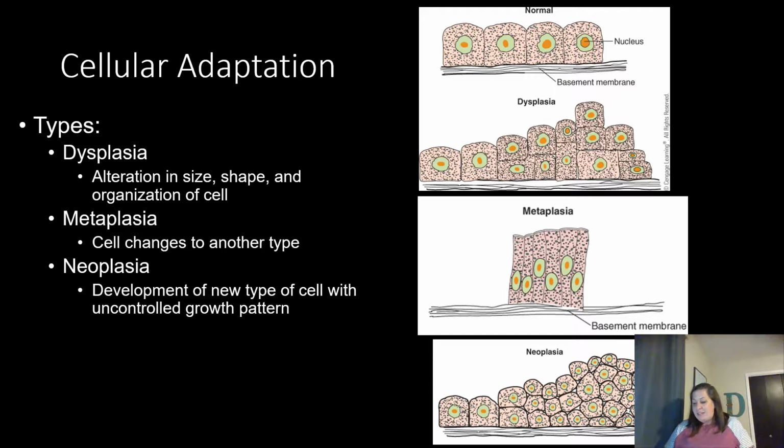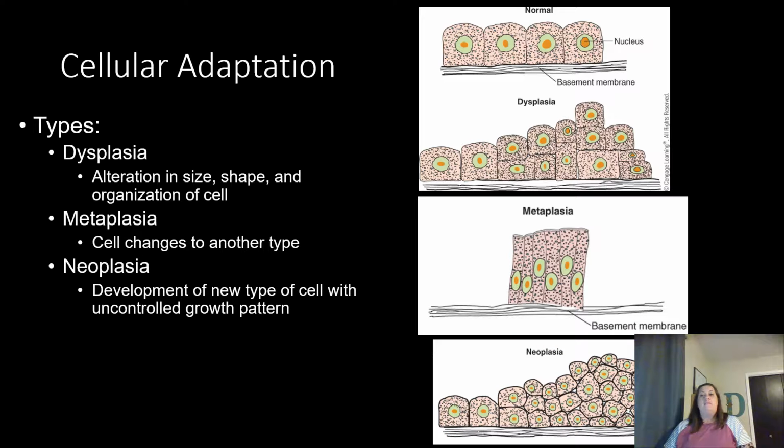The problem with dysplasia is that if we do not take away the potential thing that's causing the change in size and shape, this could potentially lead to neoplasia, which we see here at the bottom. Neoplasia is where we actually see the development of the tumor, uncontrolled growth.